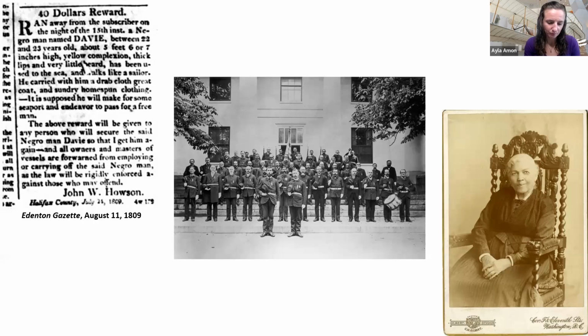One of the most well-known people to use this Maritime Underground Railroad was Harriet Jacobs, who's on the right, who was born into slavery in Edenton, North Carolina, and who escaped by traveling the swamps and other waterways. She speaks in her autobiography about the mosquitoes and the thick, heavy, stagnant air that she suffered through.